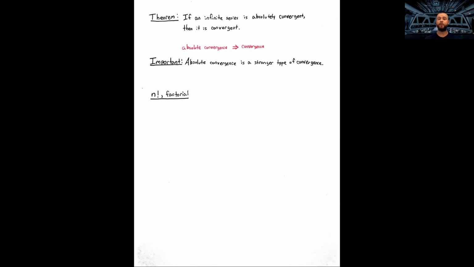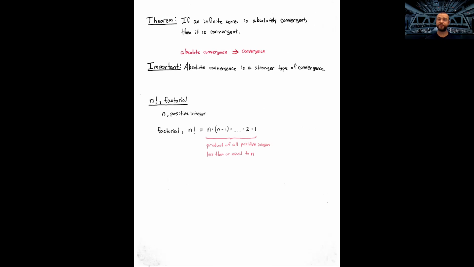All right, now before we get to stating the ratio and root tests, this is a good point for us to introduce factorial, or the factorial of a positive integer. This is pretty simple to define. For a positive integer, we define the factorial of that to be the product of all positive integers less than or equal to that number, basically all the way down to 1.